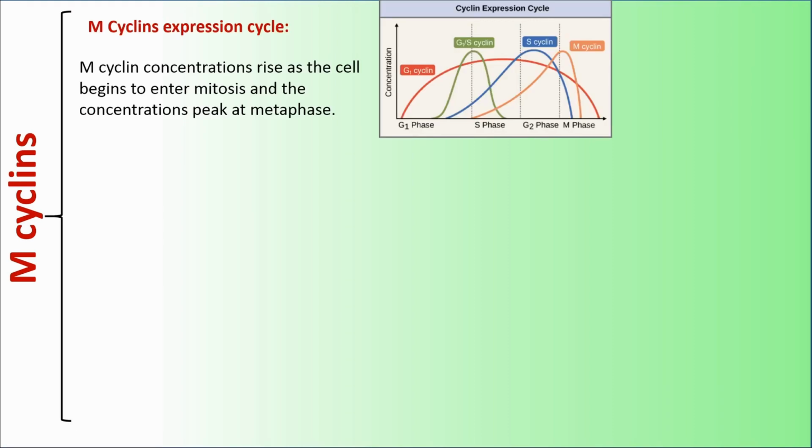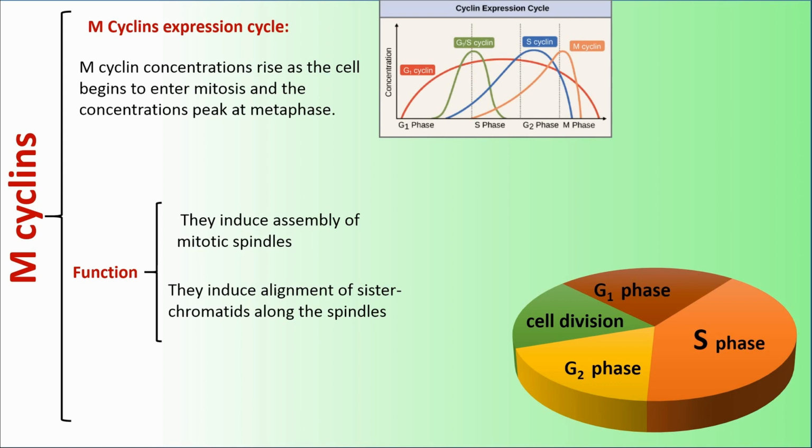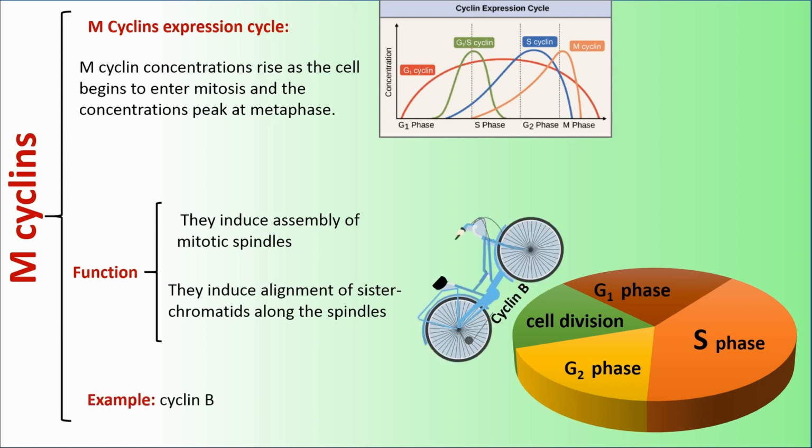M cyclins. M cyclins expression cycle. M cyclin concentrations rise as the cell begins to enter mitosis, and the concentrations peak at metaphase. M cyclins induce assembly of mitotic spindles and induce alignment of sister chromatids along the spindles. Cyclin B is a M cyclin.